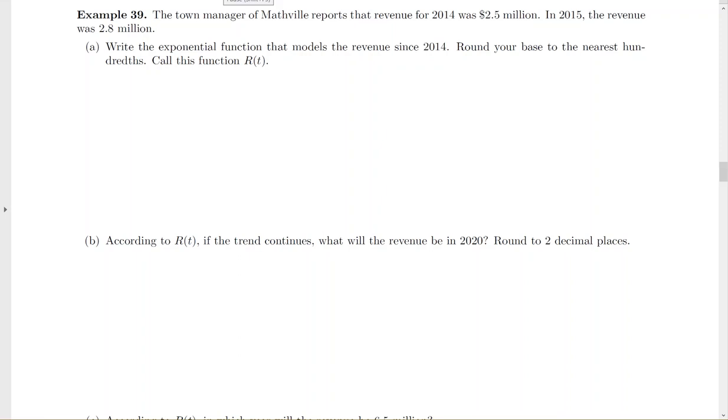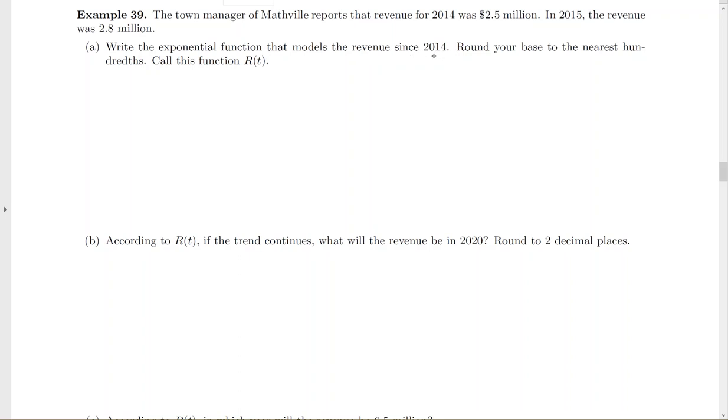In this example, we're going to be writing an exponential function that models this information given to us. So you've got a town manager reports revenue for the year 2014 to be 2.5, and again, they use the word million, so I don't have to tack on all the zeros. In 2015, the revenue was 2.8 million, should be dollars. Write the exponential function that models the revenue since 2014.